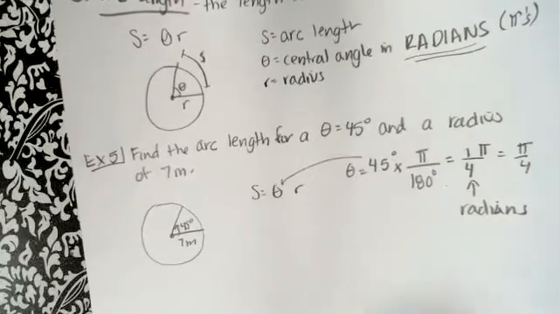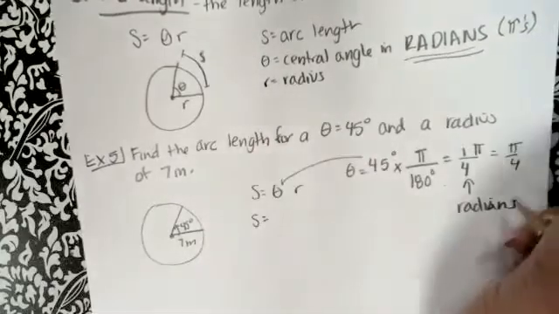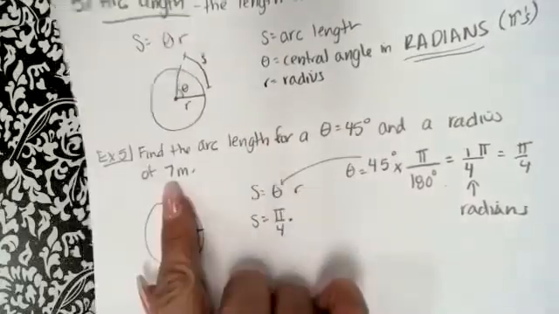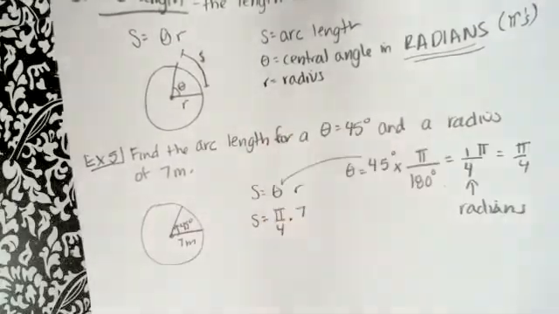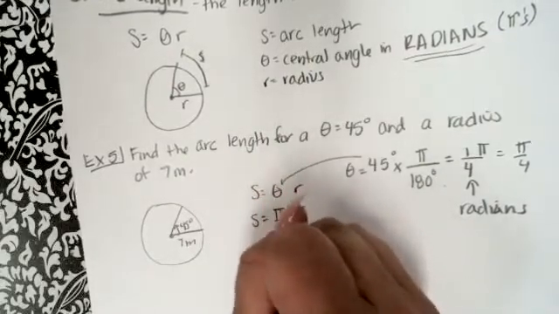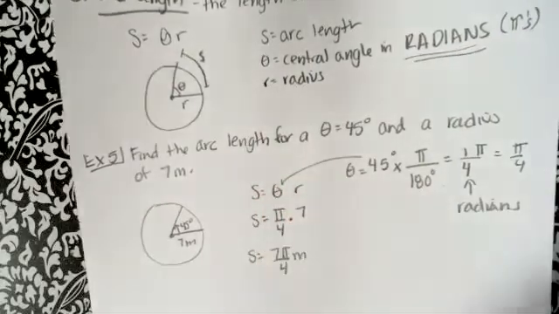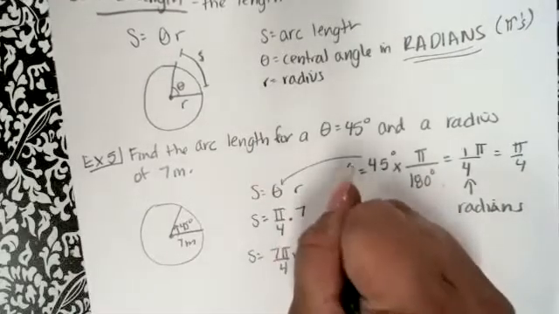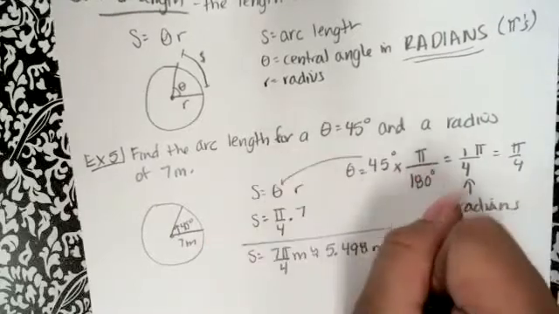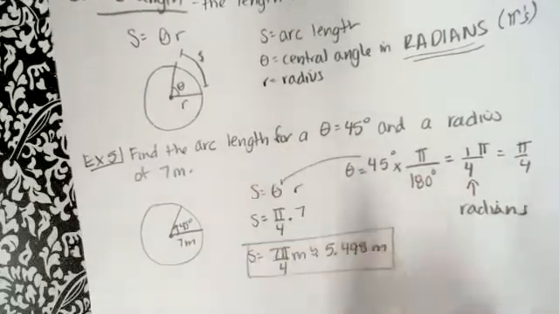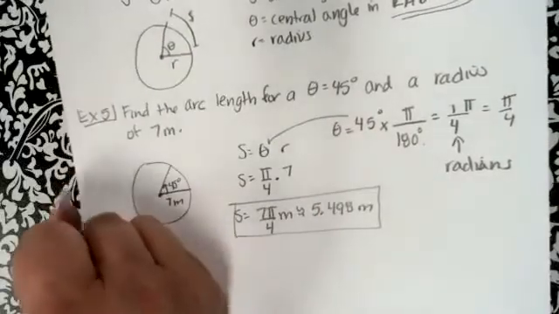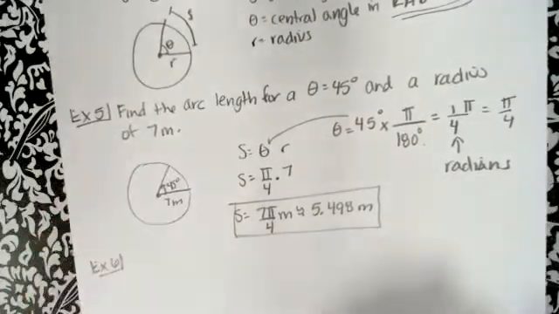That's the same thing. So S is going to be pi/4 times the radius, and the radius is 7. So S is going to equal 7 pi/4 meters. And if you type that in the calculator, that is approximately 5.498 meters. So that one was pretty straightforward besides it giving you degrees. Last problem.